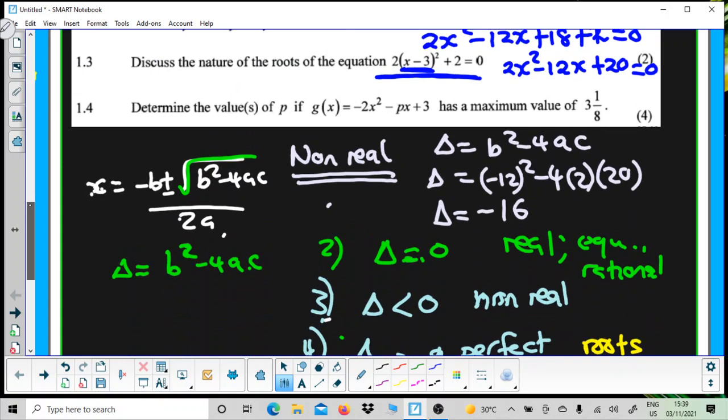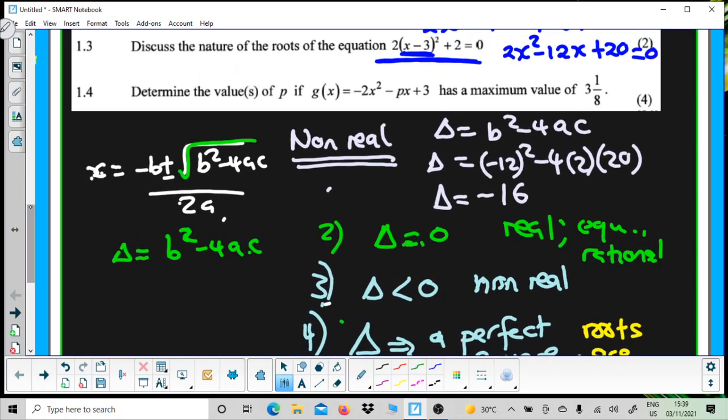So determine the values of P. I'm listening to you. It's a problem if I start listening to you and not you listening to what I have to say today. Right, people, look at this, 1.4. Determine the values of P if g(x) has a maximum value of that. Are they not good at what they do?